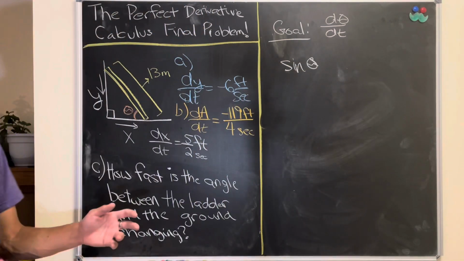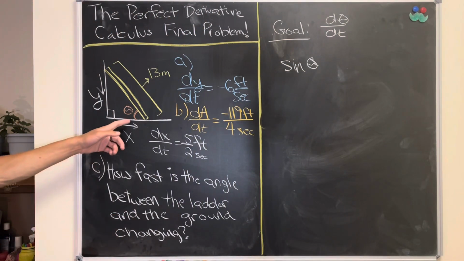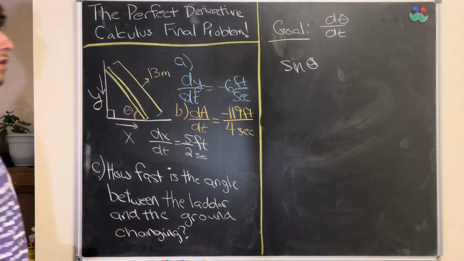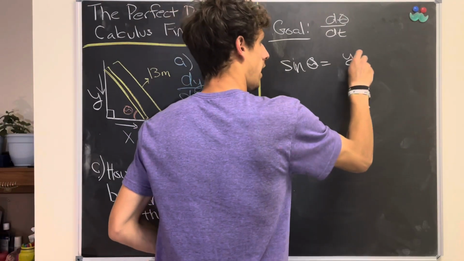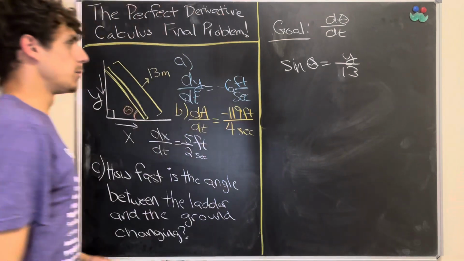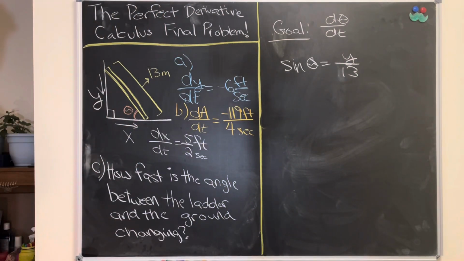And the equation I'm going to work with is sine theta, because sine is a pretty easy derivative to work with, and so sine theta here is equal to y over 13. And y can change. y is a variable, but 13 is constant because that is the length of the ladder, and that always stays the same. But y changes as the ladder slides down the wall.